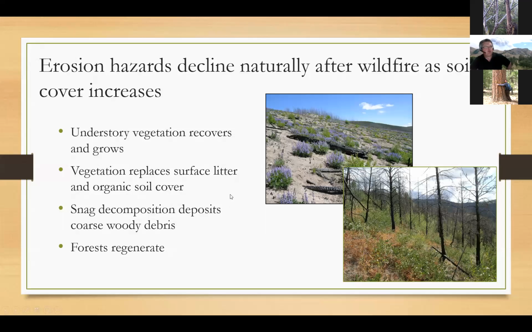Now, the erosion hazards tend to decline naturally after wildfire as soil cover increases, whether that's live vegetation or dead organic cover. As understory vegetation recovers and grows, the live vegetation itself will intercept incoming precipitation and reduce the raindrop impacts. As vegetation sheds leaves and small bits, it replaces soil surface litter and organic soil cover. As dead trees fall down, they can serve as soil cover as well, and also can trap sediment movement before it gets too far. And then, of course, as trees regrow, they perform all these functions.